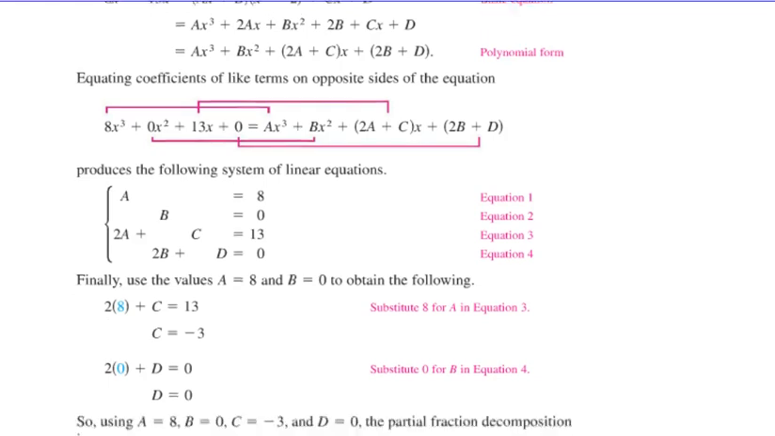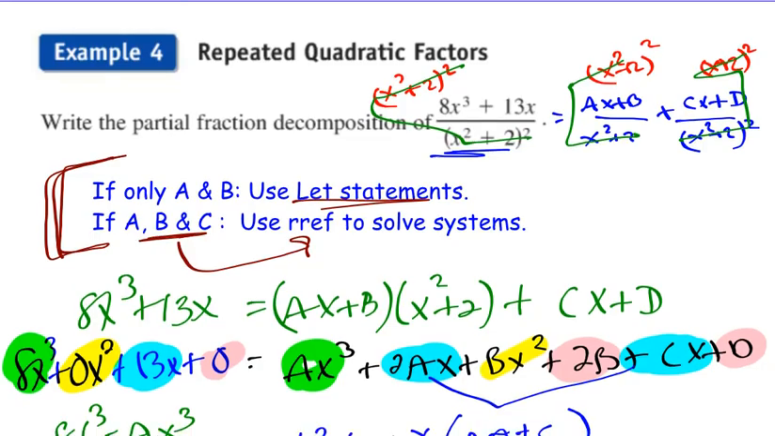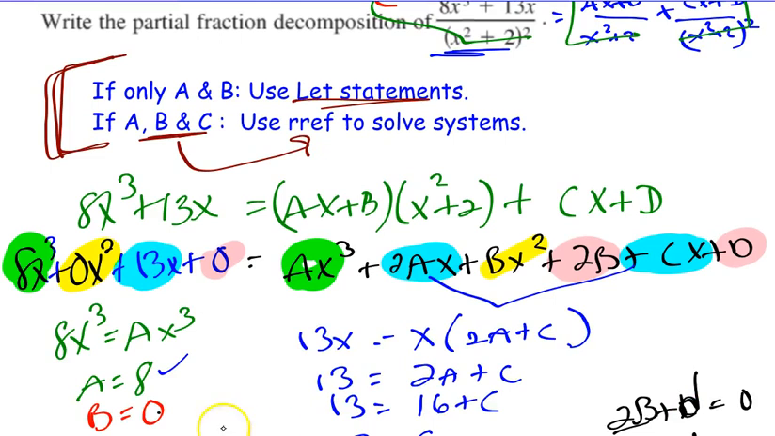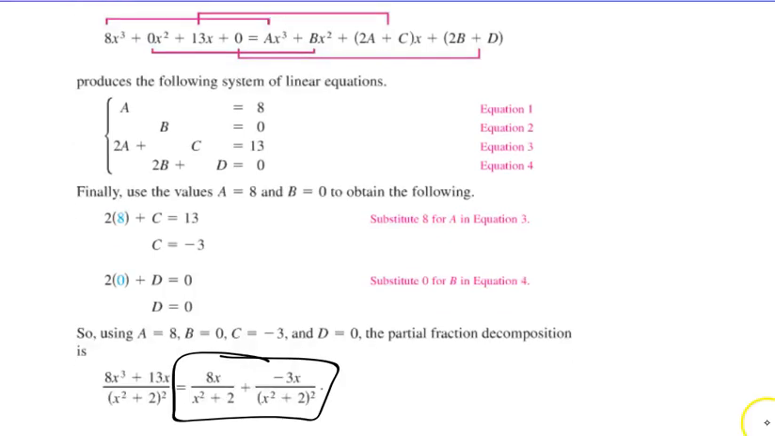Let's see if the author got the same thing. Yeah. So here's the final solution. Did I have another 0? Yeah, b was 0 and d was 0. So if b and d are 0, the only thing I have left is 8 and the 3. It looks like the author agrees.